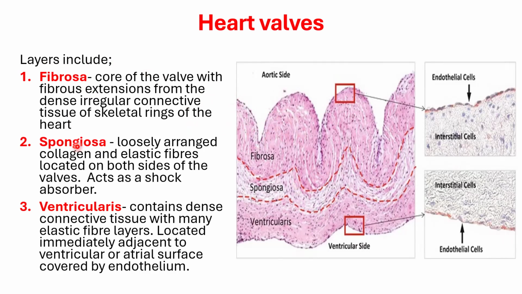This is known as fibrosa. Spongiosal layer, loosely arranged collagen with elastic fibers, and acts as a shock absorber. The ventricular layer also contains dense irregular connective tissue and is found immediately below or adjacent to the ventricular or the atrial surface covered by the endothelium. So both the fibrosal layer and ventricularis layer will be lined by endothelium, single squamous epithelium, and you can see that here on either side.